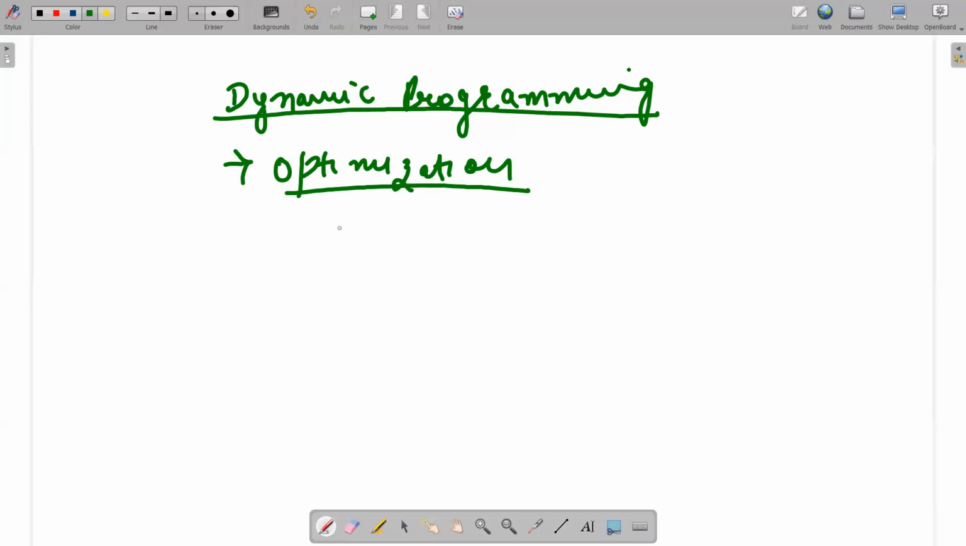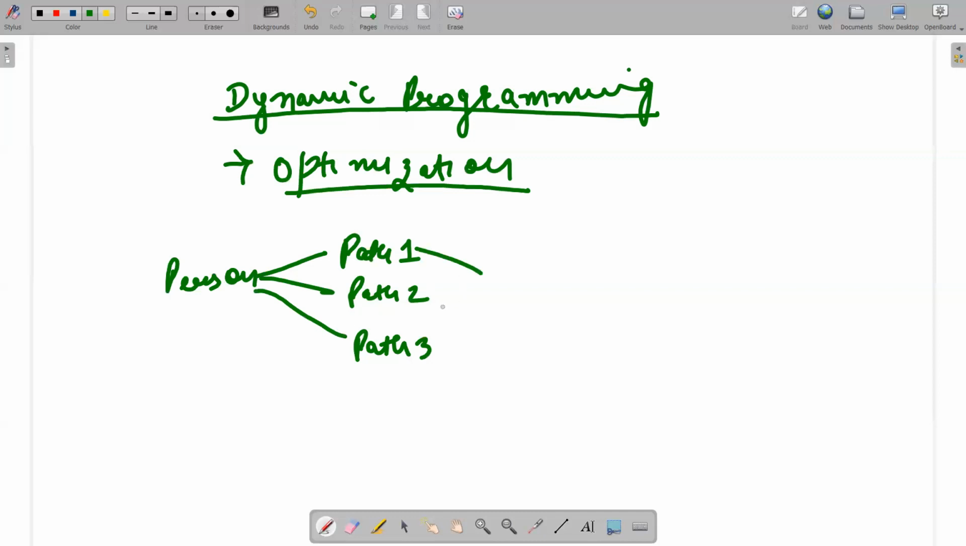Let's say we are using Google Maps and there is one path that we see, and path 2, and let's say there is path 3. A person has to follow a particular path to reach a particular destination. So one of the paths that person has to choose. The point is, what is the greedy technique? The greedy technique will always find the shortest path.